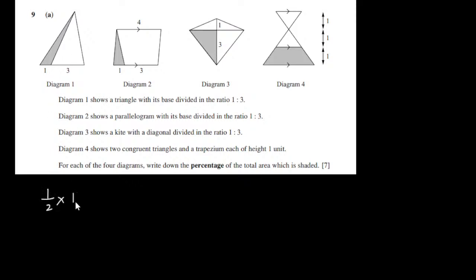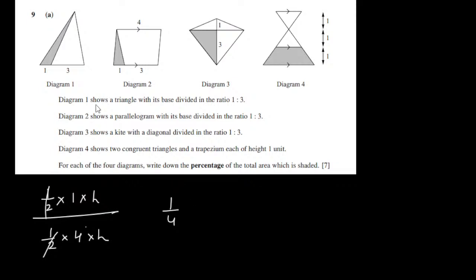For the shaded part, consider it is 1 into height, say h. And the total area is half into base, now we can consider 4, into height h. So this ratio, if you see, 1 by 2 will cancel, it's 1 by 4th. So your ratio of shaded part divided by original is 1 by 4.